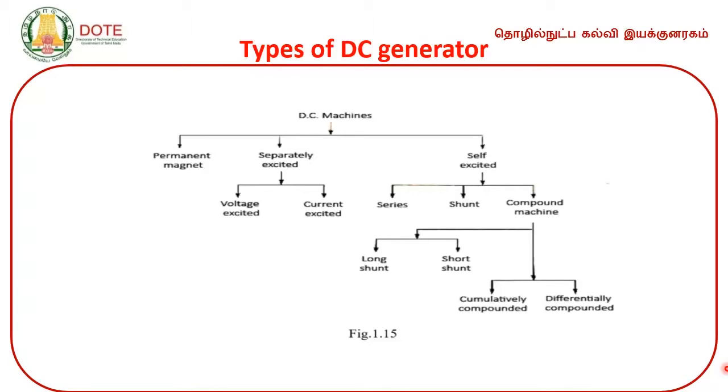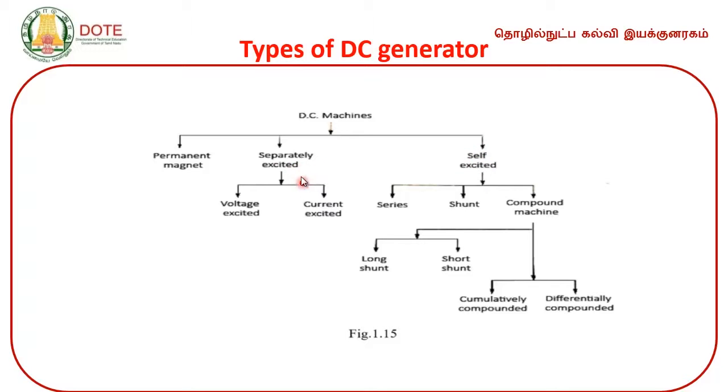In today's session, we are going to deal with the various types of DC generators. DC machines have been broadly classified into three major categories. One is the permanent magnet category, the second one is separately excited generators, and thirdly self excited generators. The definitions and the characteristics of separately excited generators and self excited generators were dealt with in the previous class.